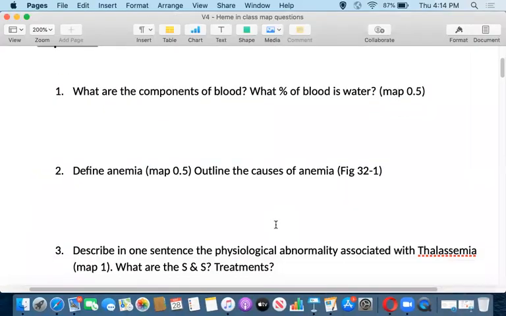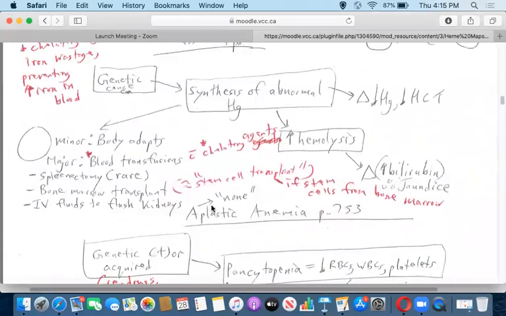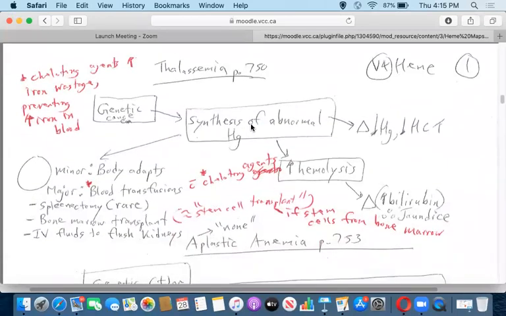Number 3, describe in one sentence the physiological abnormality associated with thalassemia. Signs and symptoms and treatments. Go to map number 1 for that. Thalassemia, your issue is abnormal hemoglobin. It's genetic in cause, and the issue with it is this. The abnormal hemoglobin is causing the red blood cell to basically self-destruct. And so you get a drop in hemoglobin and you get a drop in hematocrit. You get a drop in RBCs.